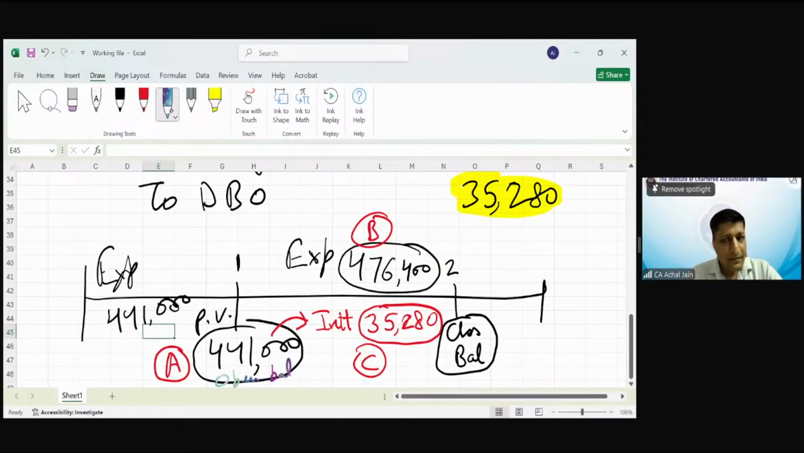Sir, in first year, 4,41,000 plus the interest amount 35,280, after adding both it is not coming to 6 lakh. Right, it will not come to 6 lakhs. Why? Because at the end of first year, when you have discounted 6 lakhs, you have done the discounting for 6 years. Let's understand this.